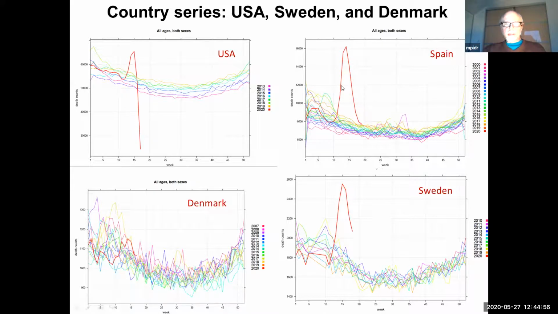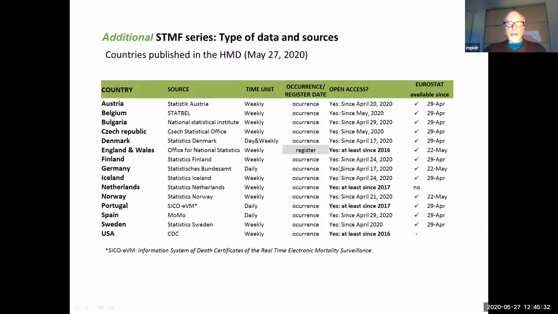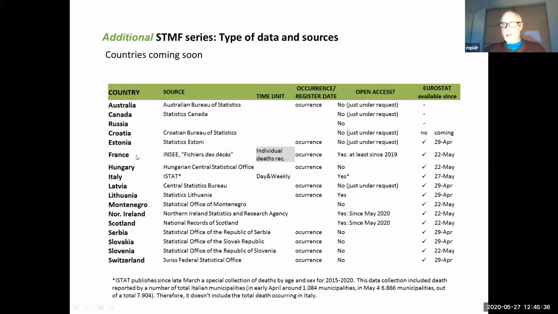And this is Spain, a major epidemic, once again, more than doubling in deaths. Denmark, so the epidemic is within the range of seasonal fluctuations, nothing special here. And Sweden, an intermediate case. It's difficult to see here, but in fact this one is much less important than the Spanish excess mortality. So Sweden is in between countries not affected by the epidemic and severely affected by the pandemic.